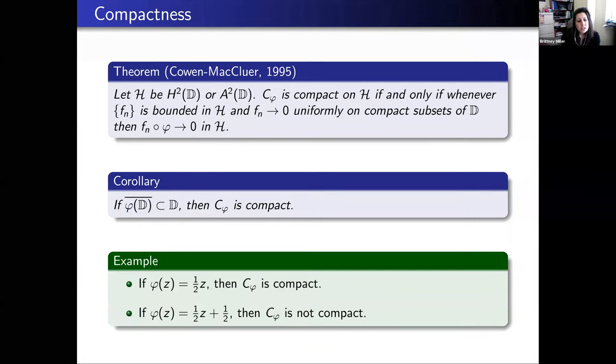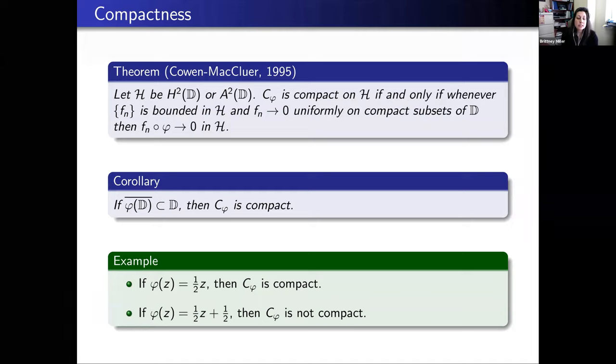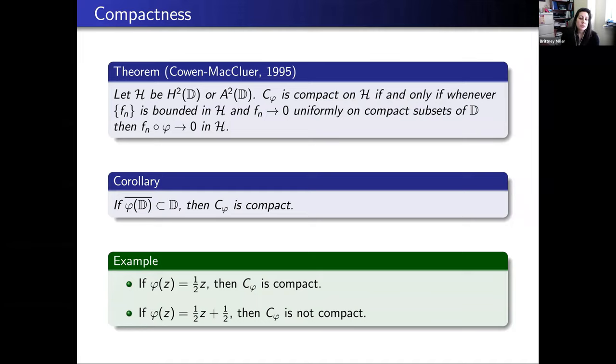And so we see in a couple of examples here, if our symbol is 1/2 z, then yes, C_phi is compact because it maps the disk entirely inside the unit disk. But if phi is 1/2 z plus 1/2, then C_phi is not compact, because again, the closure of the image of phi on the disk is not a subset. So the closure includes the point one. When I first saw this, I was a little surprised because these two symbols don't seem that different, but they give very different results about the compactness of their composition operators.